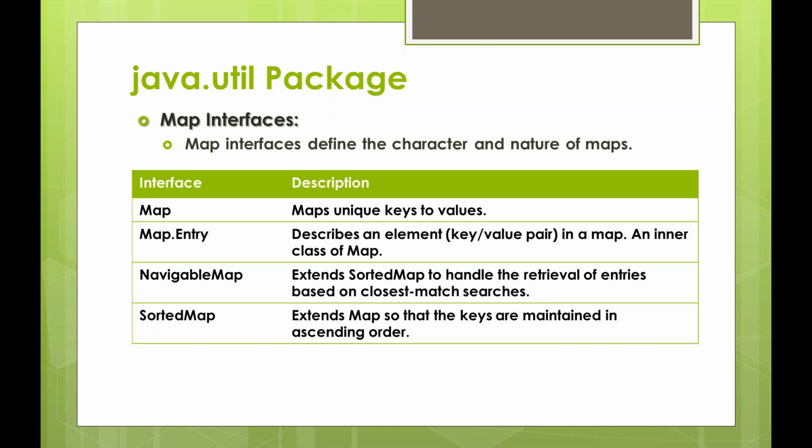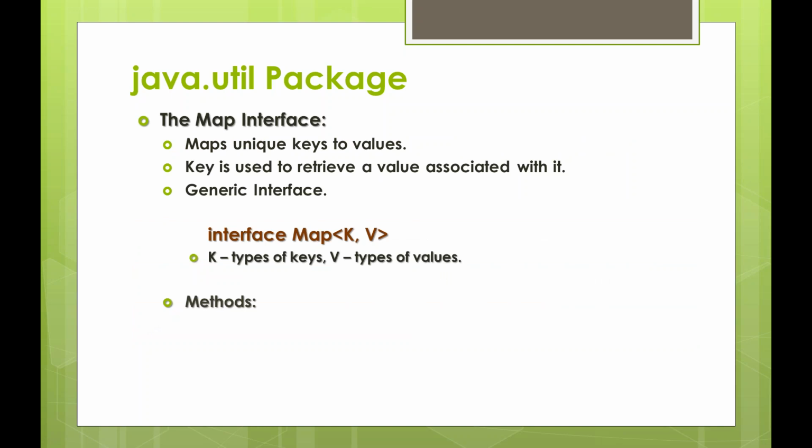Okay, so let us move to the interface part. First, we'll discuss individual interfaces and related methods, and then move on to the concrete classes. As I discussed, it maps unique keys to values. Keys are associated with values, and keys must be unique. Given a key, you can get the value associated with that particular key. That is how you retrieve values.